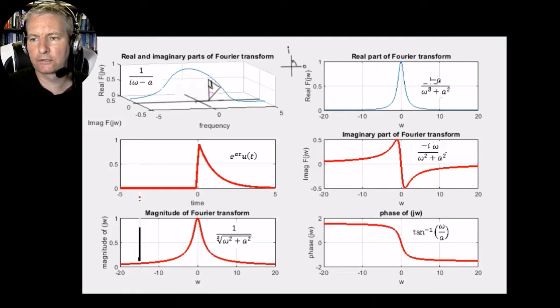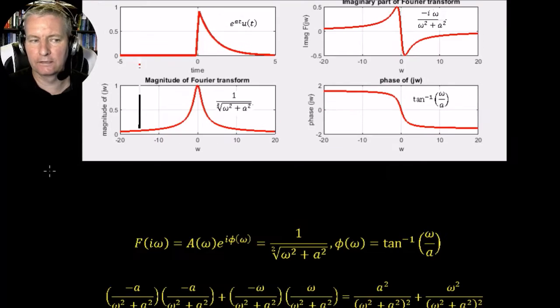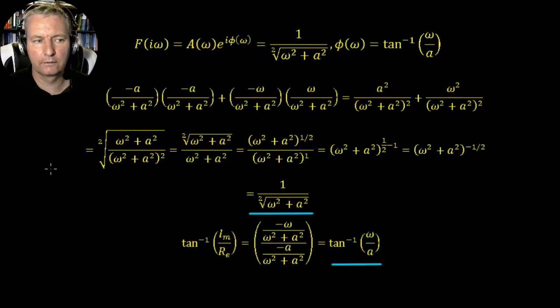So the real part squared is just going to be the minus a upon omega squared plus a squared, all squared. And the imaginary part is going to be minus i omega upon omega squared plus a squared, all squared. And then we've got to take the square root of it. So let's go back down there and do that just now. So it's going to be minus a upon omega squared plus a squared, and it's going to be all squared.